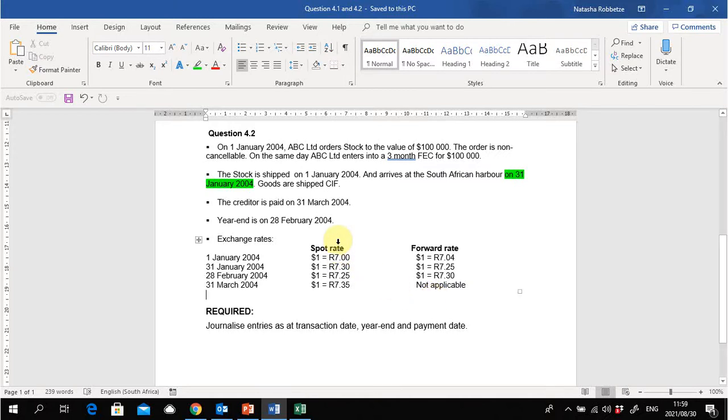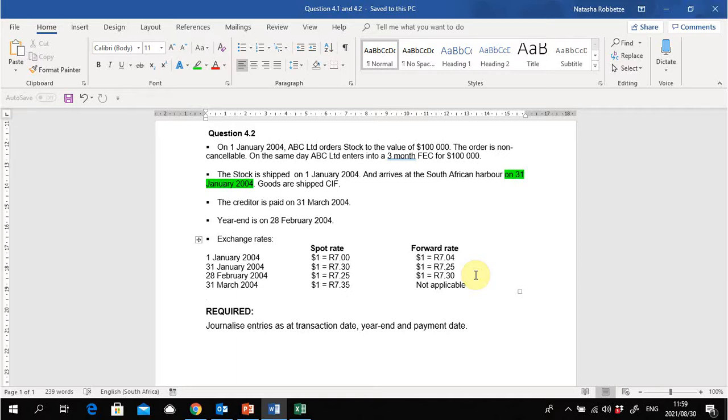So please remember, for the spot rate, there is an inverse relationship. If the spot rate goes up, it is a loss. If the spot rate goes down, it is a gain. For the forward rate, it is used to measure gains and losses for the fair value hedge and the FEC. If it goes up, it is a gain. If it goes down, it is a loss. So there's a direct relationship. Very important. Then they ask you to journalize entries as at the transaction date, the year end, and the payment date. So let's explore.